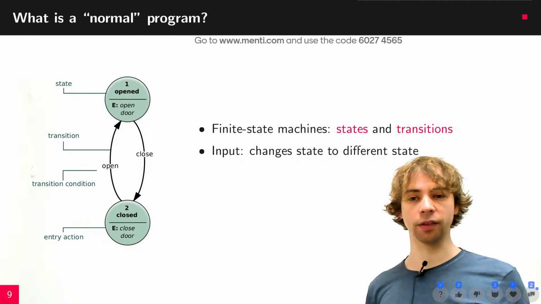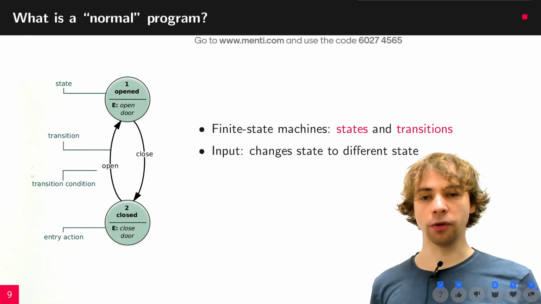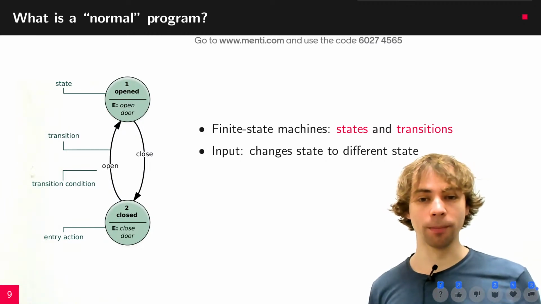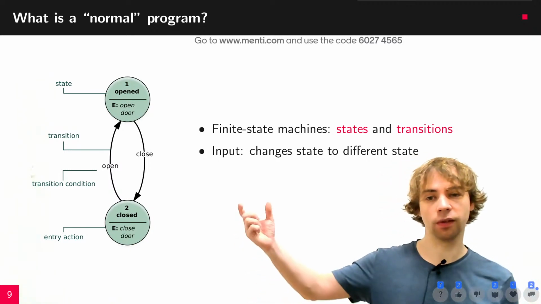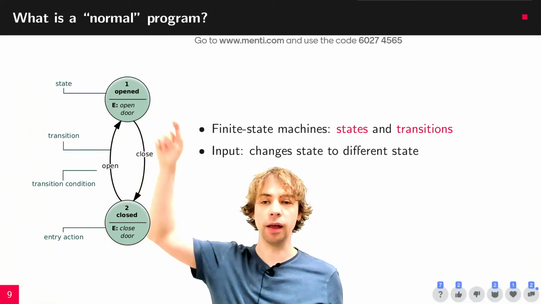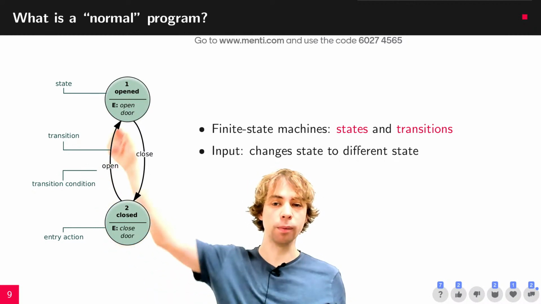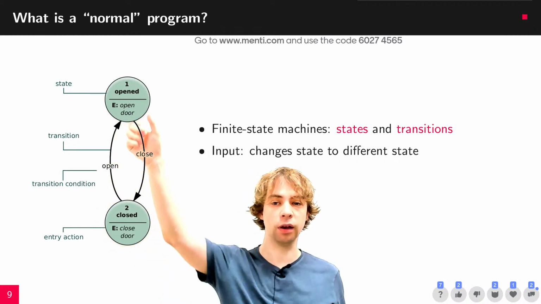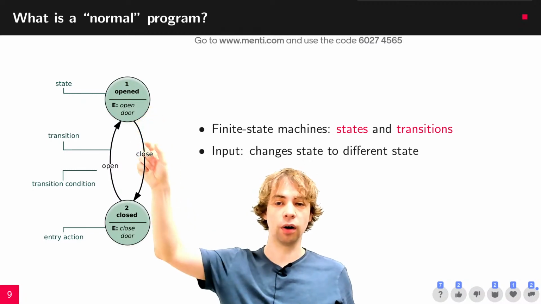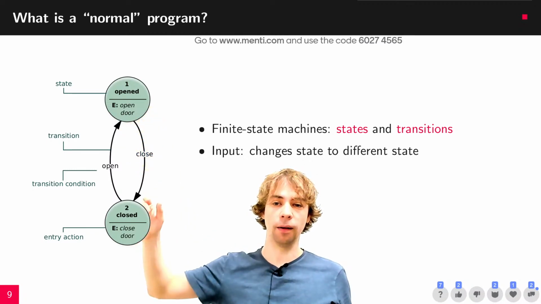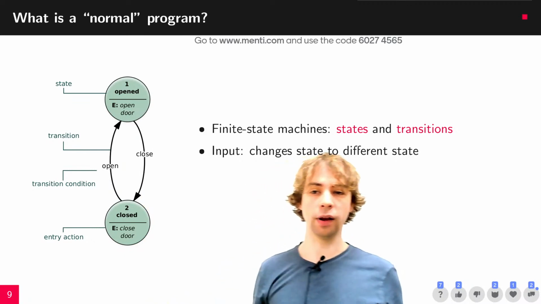States and transitions. So the input to our program will now just be processed by this finite state graph. If the input is closed door, we will move on to this next state. If the input then is open door or closed door, then we will move on to the next state.